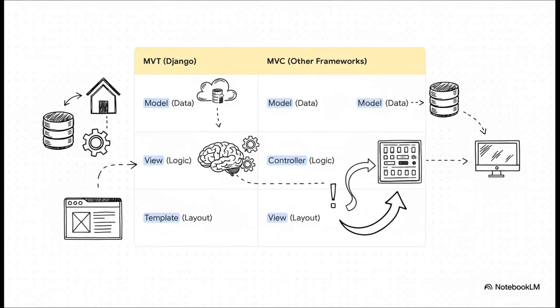Now, a quick heads up. You may have heard of a very similar pattern called MVC, or Model View Controller. The ideas are pretty much identical, but the names can be a bit confusing. The key thing to remember is this. What Django calls a view, the logic part, is what most other frameworks call a controller. And what Django calls a template, the layout part, is what they call a view. The names are a little swapped, but the core principle of separation is exactly the same.